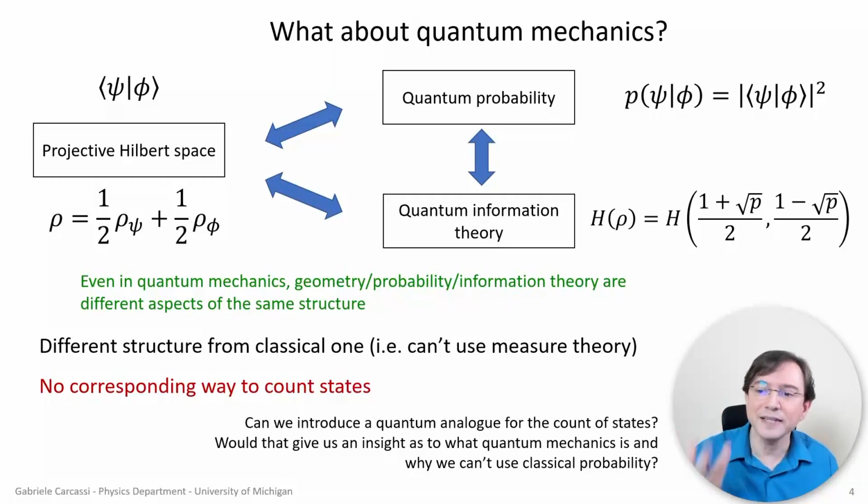And so the idea is that we saw that in classical mechanics the Liouville measure, the count of states, is so important that it basically defines the whole thing. Can we introduce a quantum analog for that? And maybe it's going to turn out that that thing, in the same way, is going to tell us exactly why we have the structure of quantum mechanics, and is going to give us, again, a little bit more insight of why and how we have the thing that we have in quantum mechanics. So it's basically the general idea.